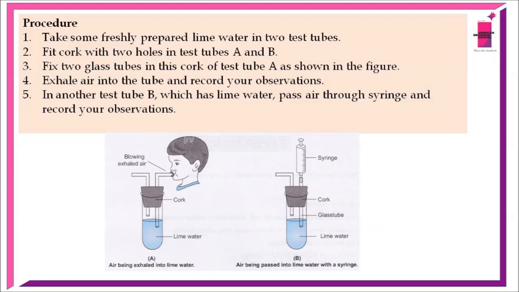In another test tube B, which has the lime water, pass air through a syringe and record your observation. So in the setup A, exhaled air has to be passed through the test tube A, whereas in the case of test tube B, the air has to be passed through the syringe, and record your observation.